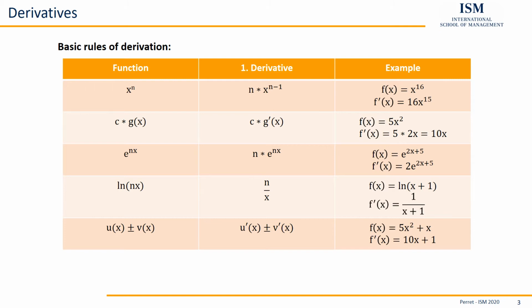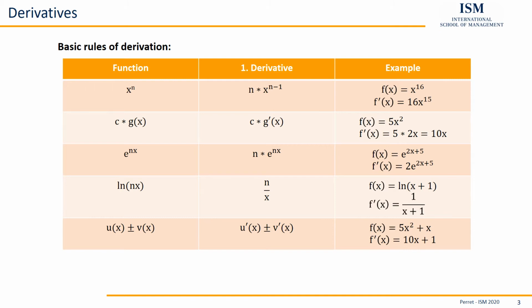Then finally, we can go back to the second line. Here we have c times any function g. So meaning, when I just multiply any function with a number or with a parameter, I can simply keep this parameter out of my calculations for the first derivative.